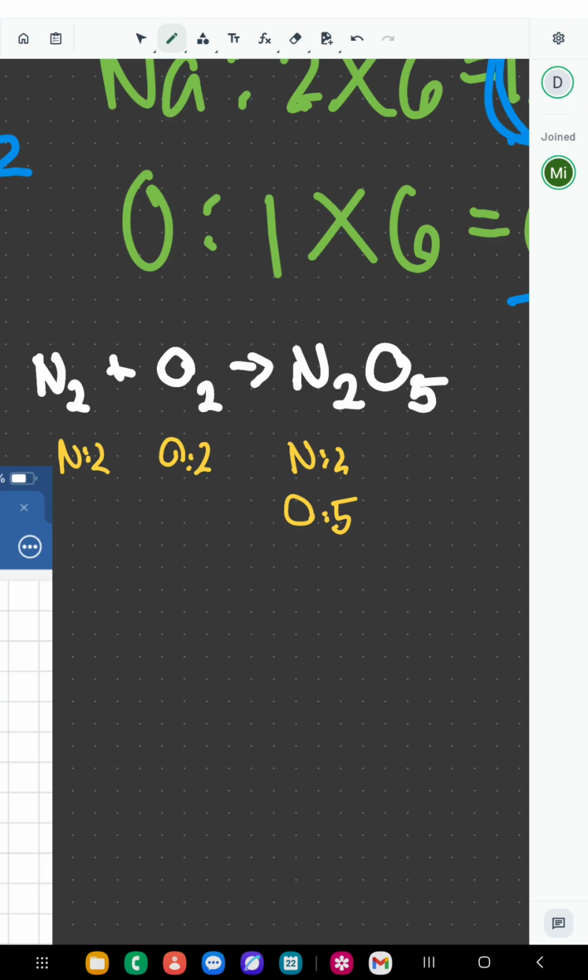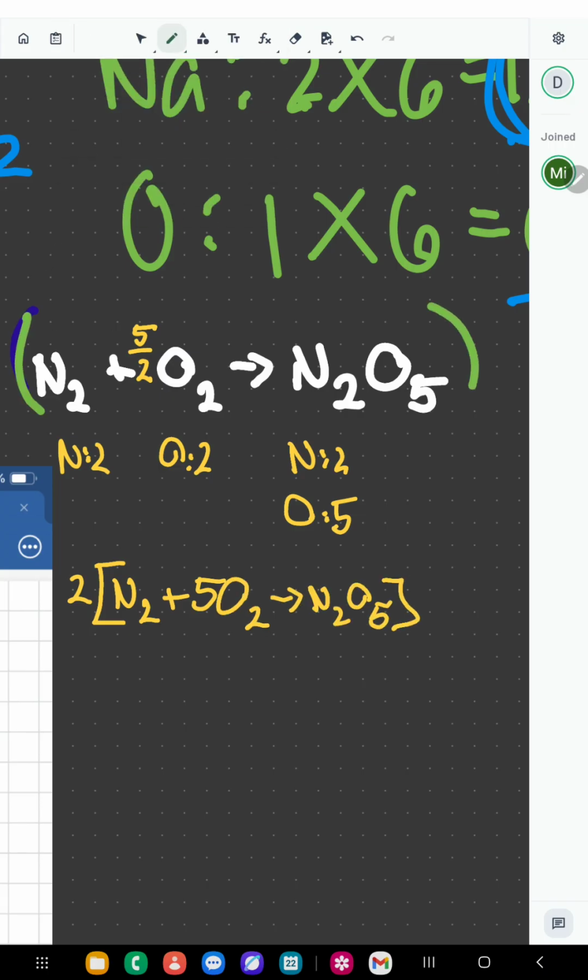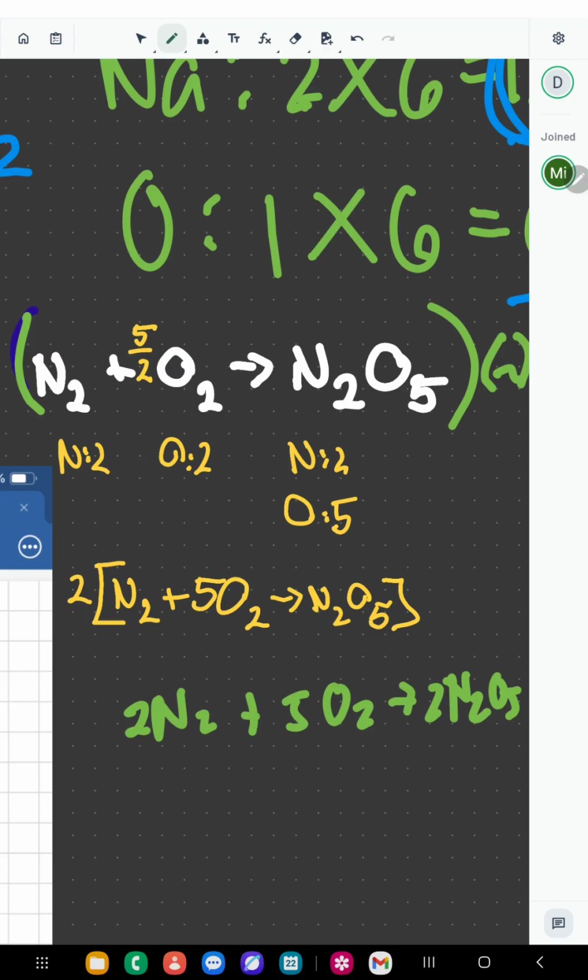Yes, we started off with oxygen, but how can you balance the 5 and 2? You just multiply by 2. Okay, 5 over 2, okay? Then you can multiply this by 2. So to remove the fraction, you multiply everything by 2. Then you get 2N2 plus 5O2 plus 2 equals 2N2O5.